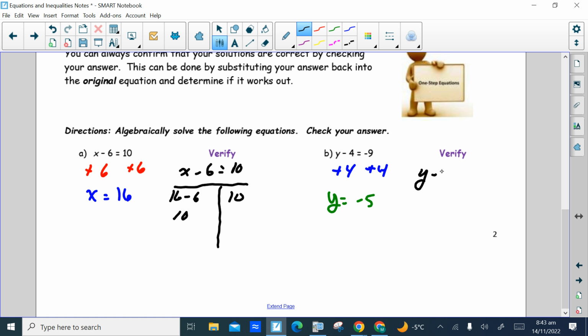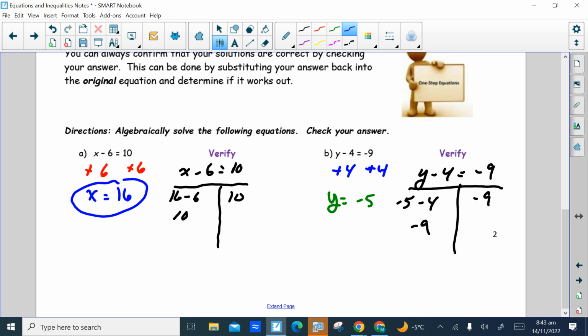To verify it, we start with the original equation. Again, the equal sign divides it up into two sides, left side and right side. We've got a negative 9 on the right side. We need to show that we'll also get negative 9 on the left when we sub our answer for y into the equation. And negative 5 take away 4 is negative 9. So there's our check. We've shown that our answer is correct. Right? So in each case, we've shown that our answer is correct. Again, you should never get these wrong because you can always check them to make sure.